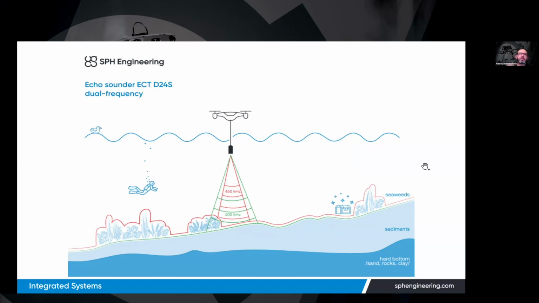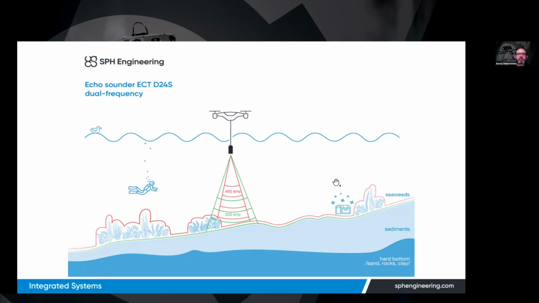Next model, Echer DD24. It's a dual frequency device, and it has two frequencies. What is the dual frequency echo sounder? Technically, it is two echo sounders with two acoustic frequencies combined in the single casing. They will sequentially emit the sound impulses with different frequencies, higher frequency, lower frequency, and measure the depth for every frequency. What's the benefit of that approach?